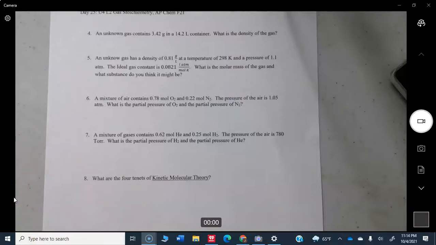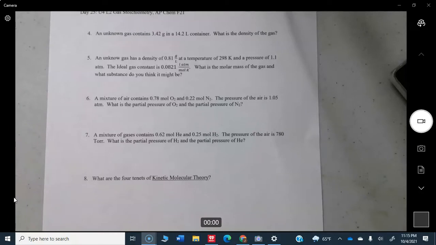AP Chemistry, we're going to continue with the answers to the day 24, or your sheet might say day 25. It's the second assignment from gas laws. And so we're going to go ahead and continue with that with problem number 6. And number 7 are really essentially the same. So we'll do number 6.